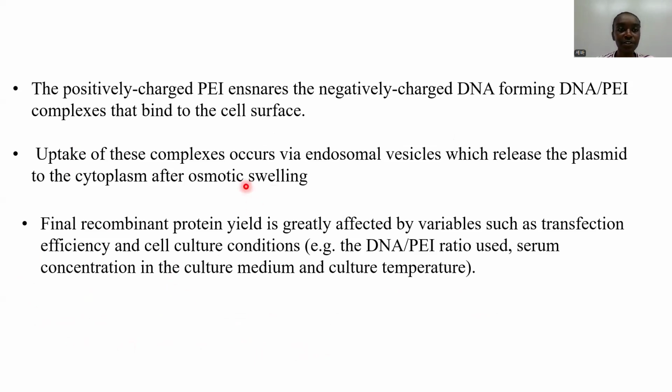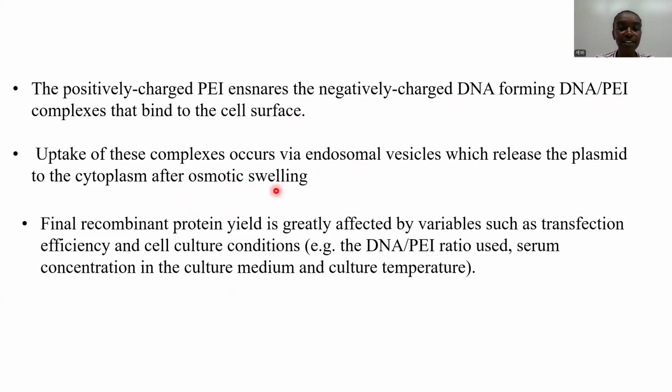So the use of PEI as a transfection reagent usually works through the positively charged PEI ensnaring the negatively charged DNA to form the DNA-PEI complex that now binds to the cell surface. Then it's taken up through the endosomal vesicle and the plasmid is released to the cytoplasm after osmotic swelling.